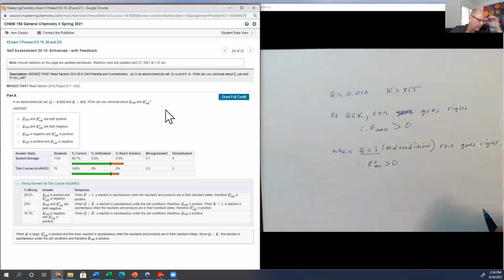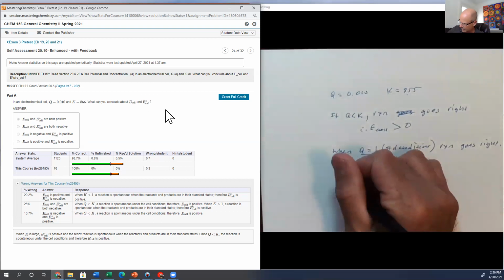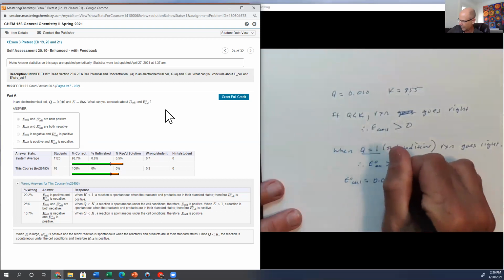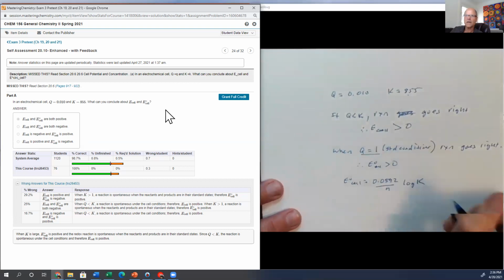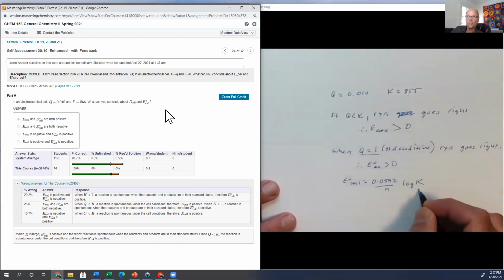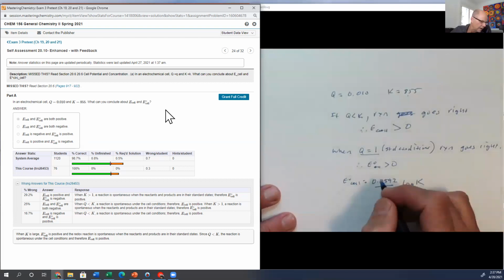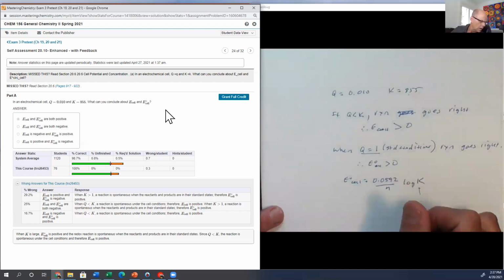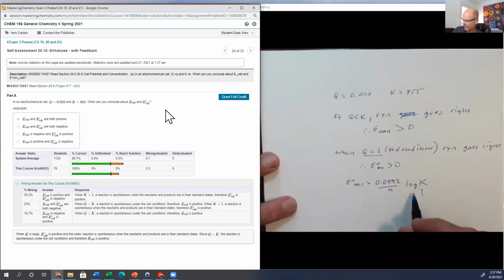The other way to think about this is with the equation E naught cell is equal to 0.0592 over n times the log of K. If K is some number greater than 1, oops, I forgot the negative sign here. No, there's no negative. Sorry, it's the delta G one that has a negative. If K is greater than 1, which it is in this case, then the log of K is positive.